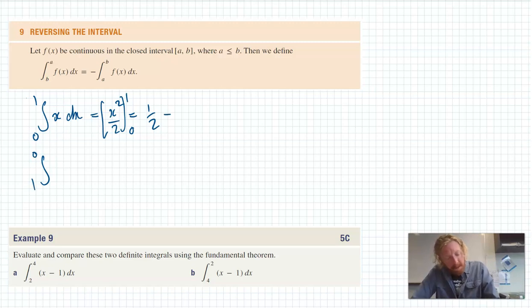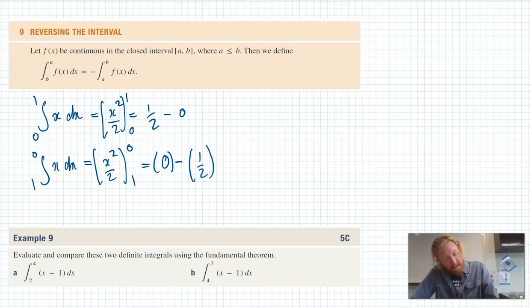Actually, that's a half minus 0. Integral of 0 to 1 x dx equals x squared on 2. I'm going to reverse those bounds. Equals 0 minus, putting in the 0, then putting in the 1, and then I get minus a half. Okay, it works. That's a half. That's a minus a half.